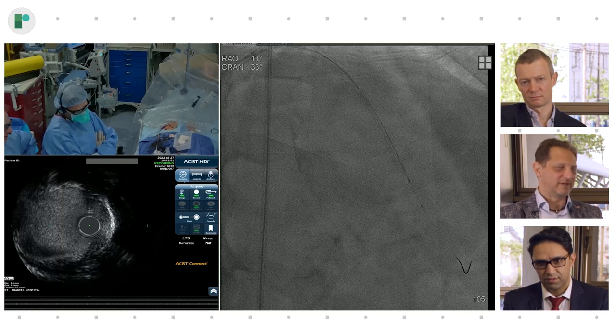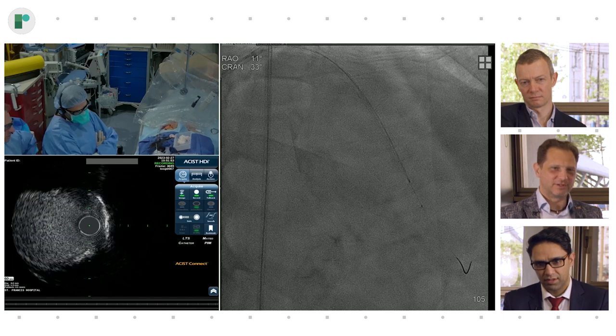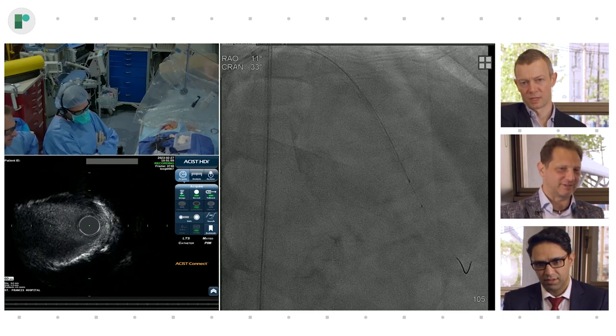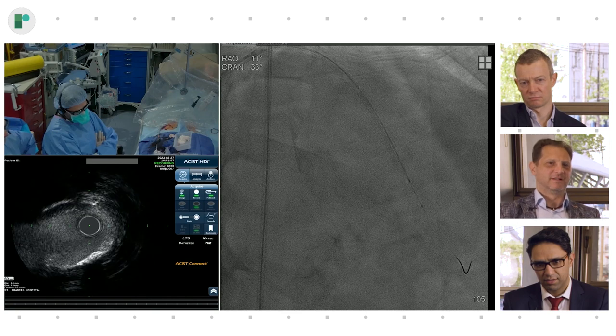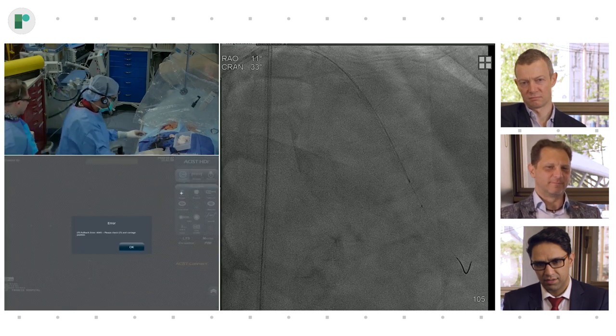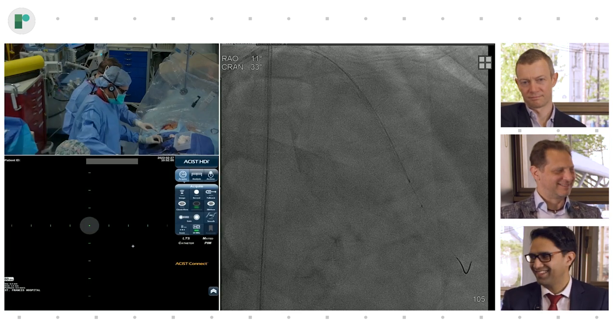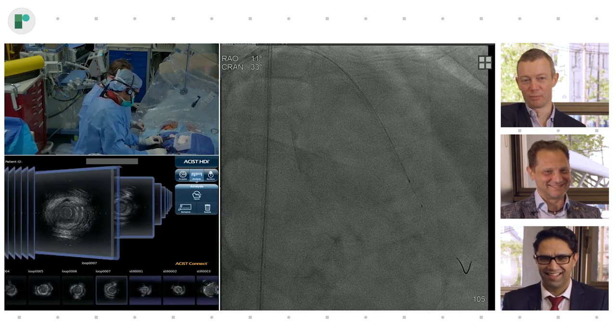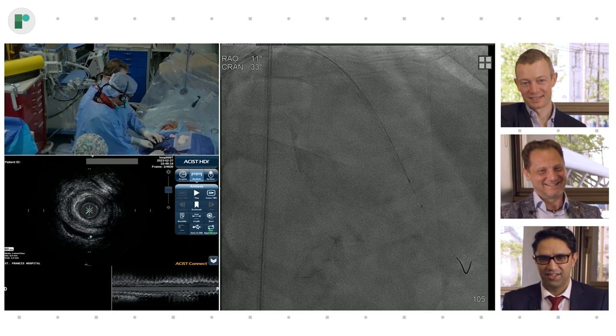But the lumen areas here in the proximal LAD look very good. So even though there's a lot of plaque, I don't think there is a need to do more. Yeah. Ran out of space, we had that thing really, and pullback length. Yeah, that's it.